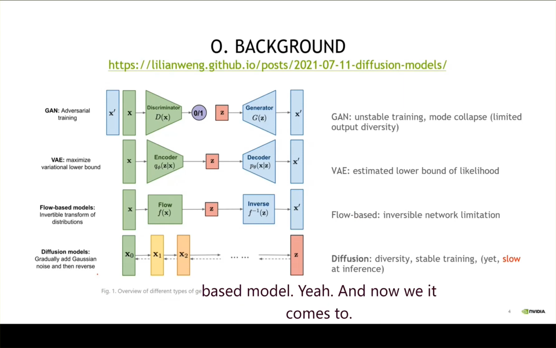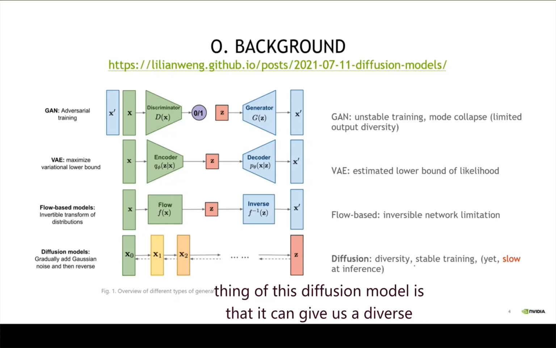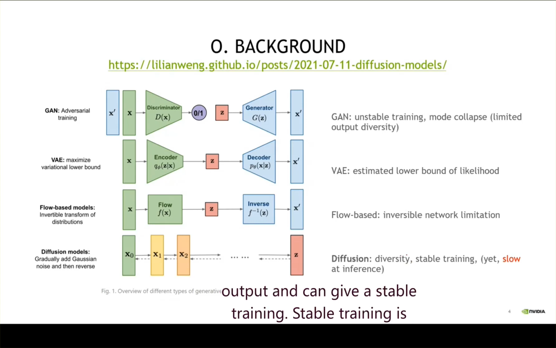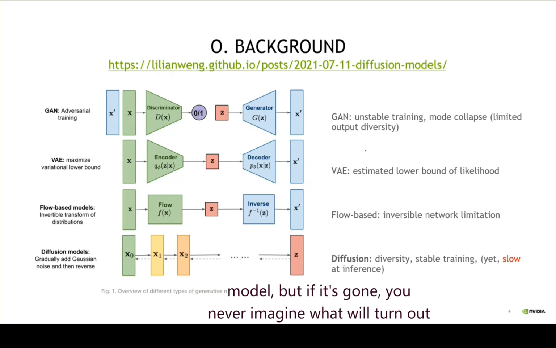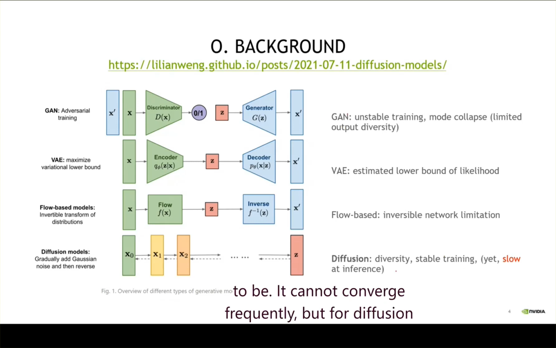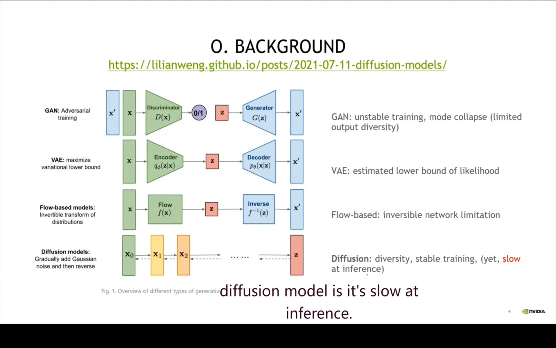Yeah. And now we come to our major topic. We name it the diffusion model. So we go from one side and go to another side, right? The good thing about this diffusion model is that it can give us diverse output and stable training. Stable training is really important. Maybe you take 2 weeks and 100 GPUs to train a big model, but if it fails, you never imagine what it will turn out to be. It frequently cannot converge. For diffusion models, it's much better, but even so, sometimes it cannot converge. It's a problem. The biggest challenge currently of the diffusion model is that it's slow at inference.